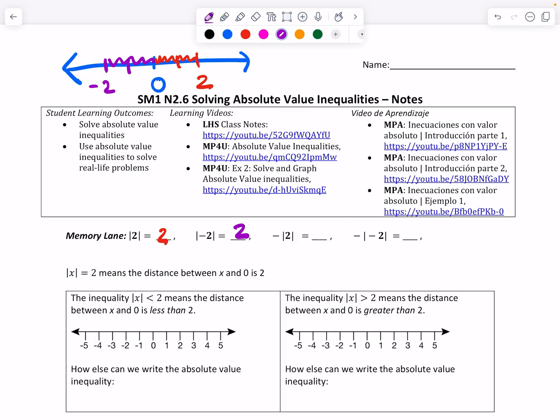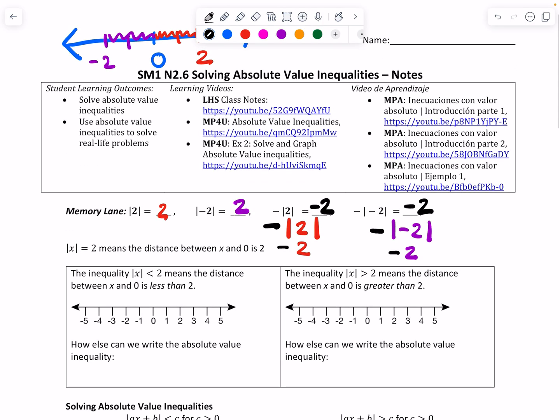Now the next question says, you've got the negative absolute value of 2. So that means find the absolute value of 2, but then make it negative. So the absolute value of 2 is 2, but when I apply that negative sign, I get negative 2. And then similarly, this is the negative absolute value of negative 2. The absolute value of negative 2 is 2. But if I have the negative on the outside, my final result would be negative 2.